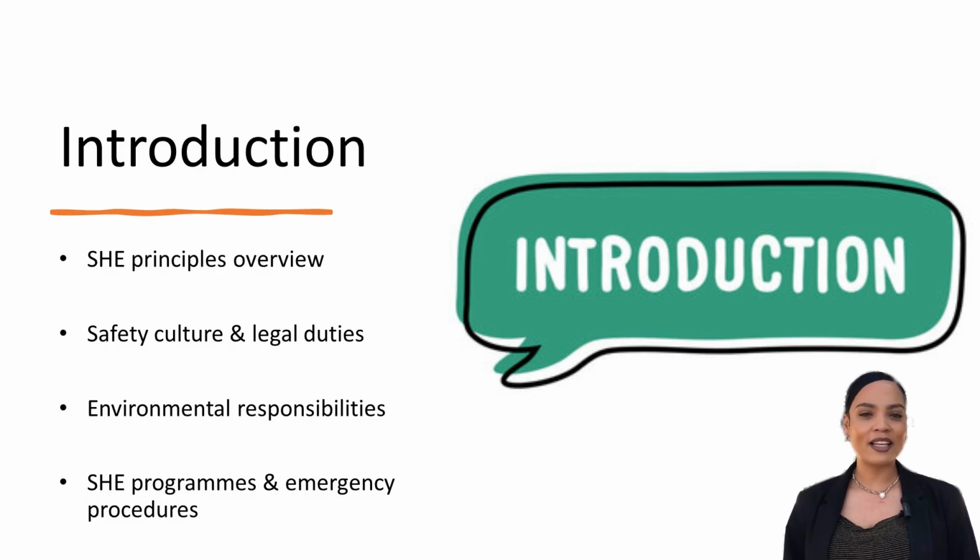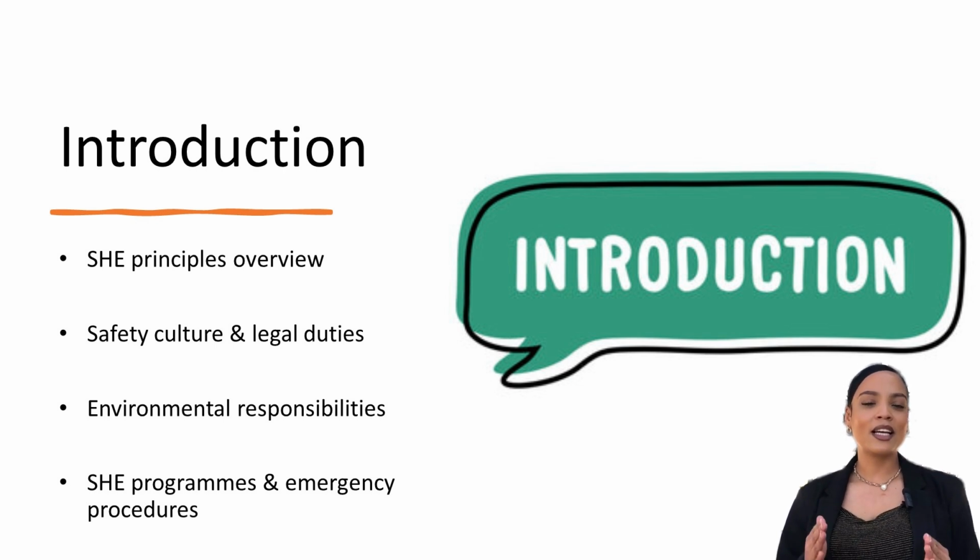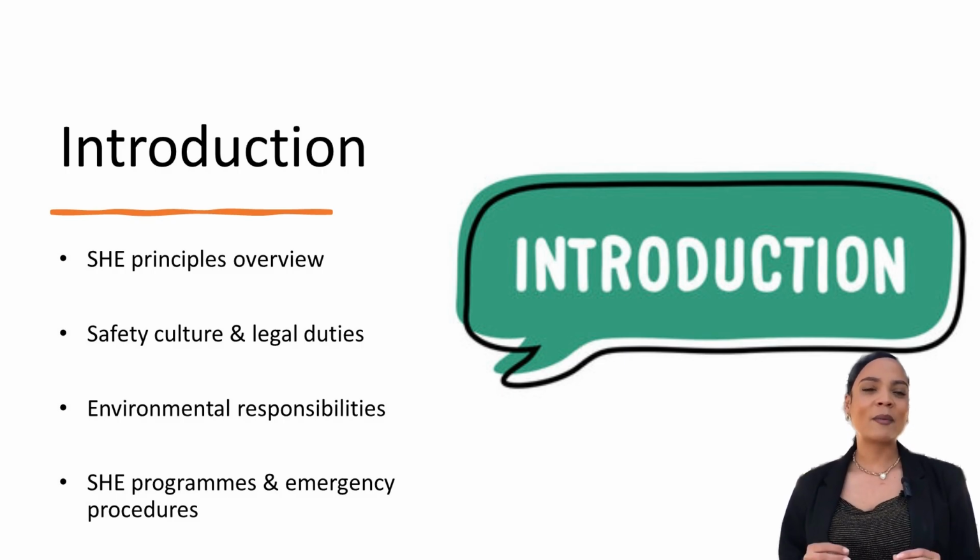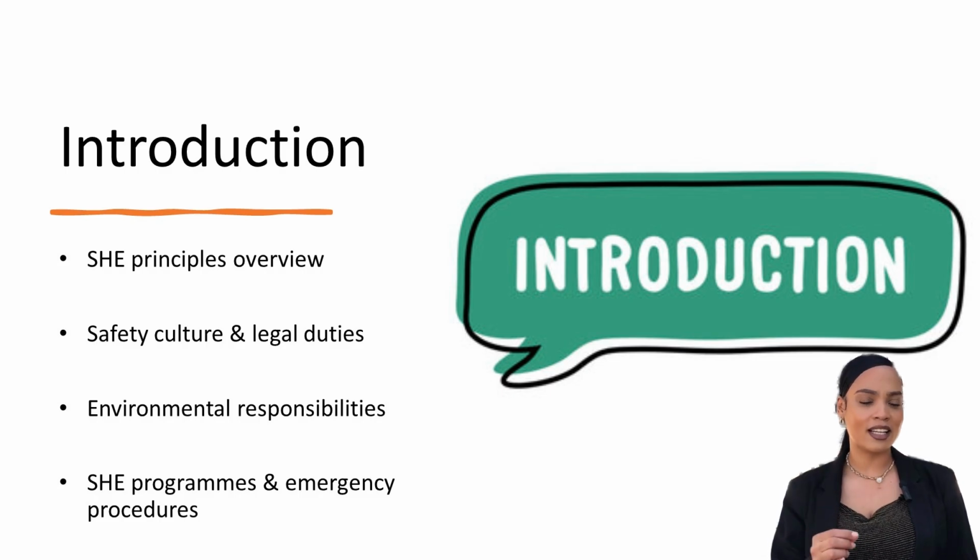2, how safety culture influences behavior and compliance. 3, environmental responsibilities and legal expectations. 4, SHE programs and how they operate on the shop floor. 5, emergency procedures and incident reporting. 6, environmental management and waste control. 7, occupational hygiene and exposure prevention.